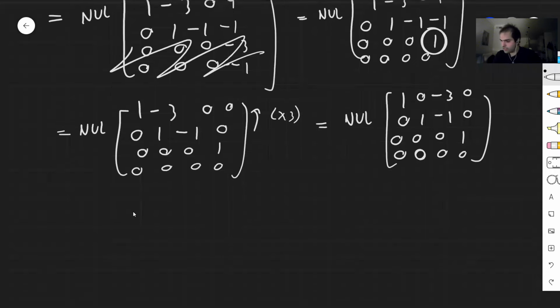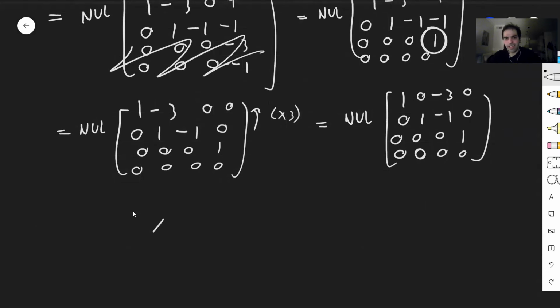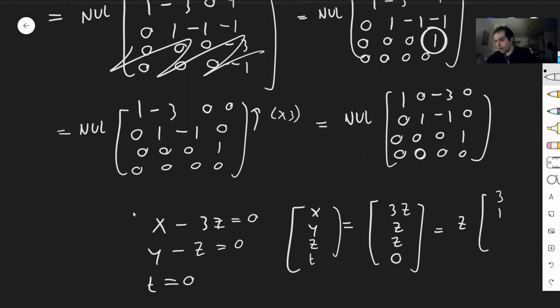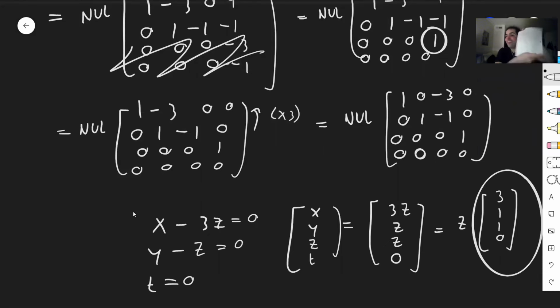So what that tells you now is that x minus 3z equals 0, y minus z equals 0, and t equals 0. So essentially x, y, z, t becomes 3z, z, z, 0, and it becomes z times (3, 1, 1, 0). All right, third eigenvector, and then one more.